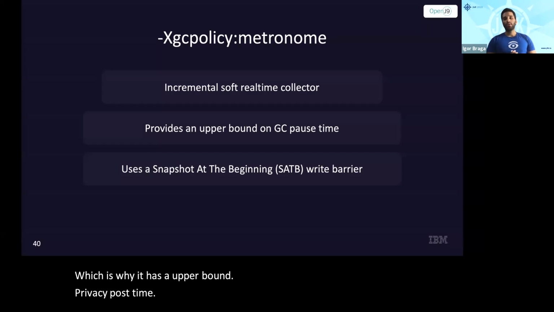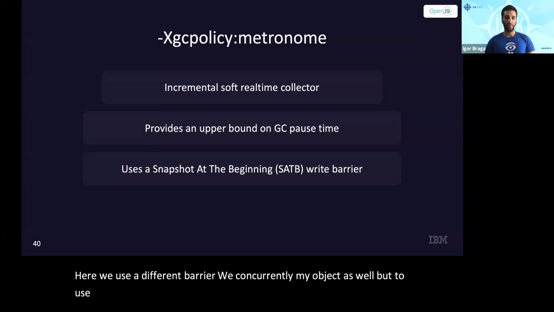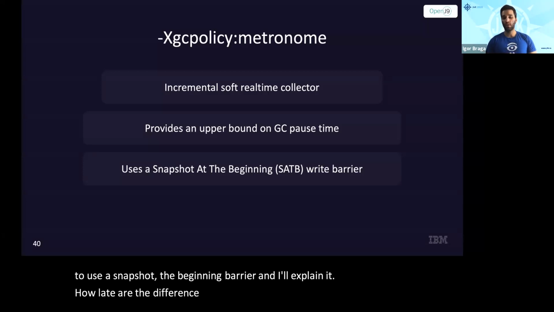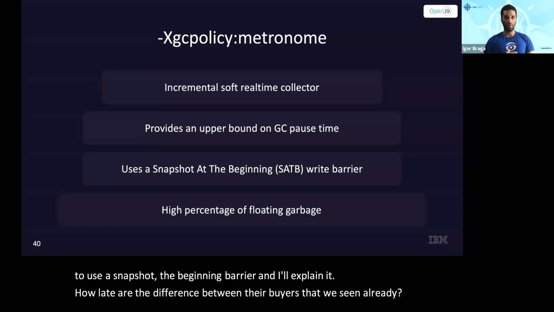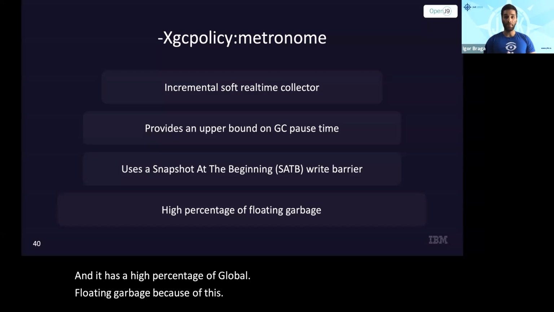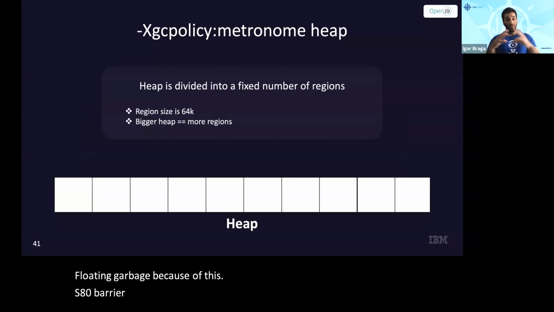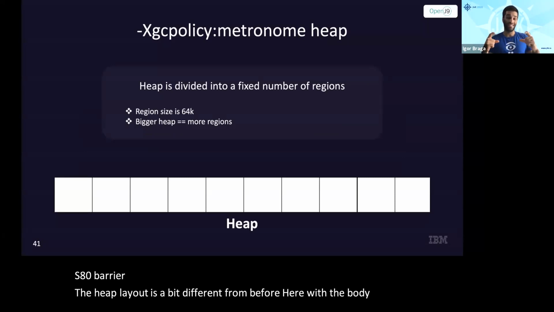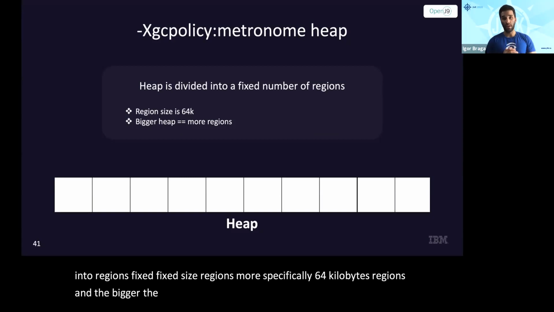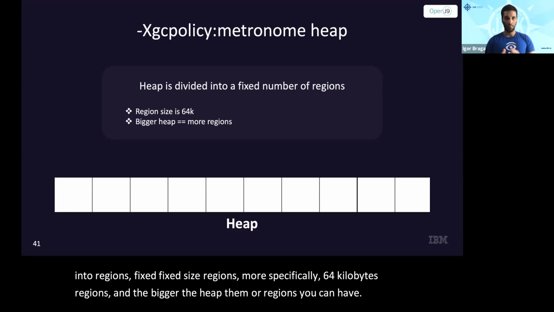Here we use a different barrier. We concurrently map objects as well, but we use a snapshot-at-the-beginning barrier. I'll explain later the difference between the barriers that we've seen already. And it has a high percentage of floating garbage because of this SATB barrier. Now the heap layout is a bit different from before. Here we divide the heap into regions, fixed size regions, more specifically 64 kilobyte regions. And the bigger the heap, the more regions we're going to have in this policy.